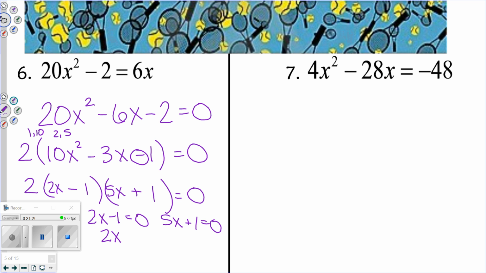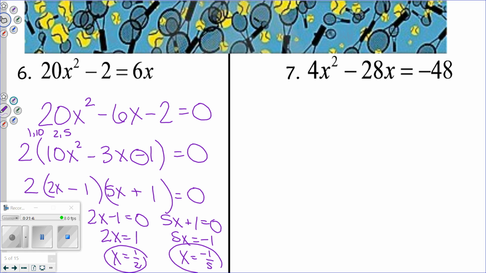All right, so we get 2x equals 1. So x equals a positive half. And then 5x equals negative 1. So x equals negative 1/5. All right, so half and negative 1/5. A couple of you, I walked around, you had it factored beautifully, and then you stopped. So make sure if it says to solve, your x equals whatever the actual answer is.